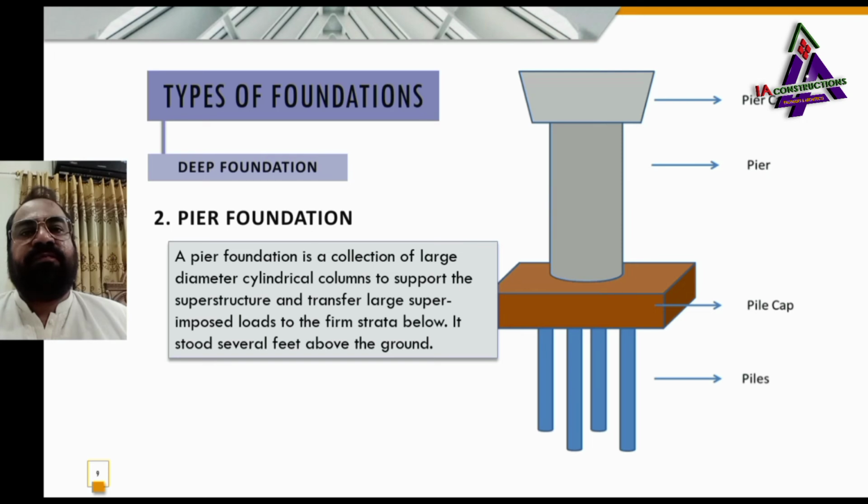Second type of deep foundation is pier foundation. A pier foundation is a collection of large diameter cylindrical columns to support the superstructure and transfer the large superimposed loads to the firm strata below. It stood several feet above the ground.